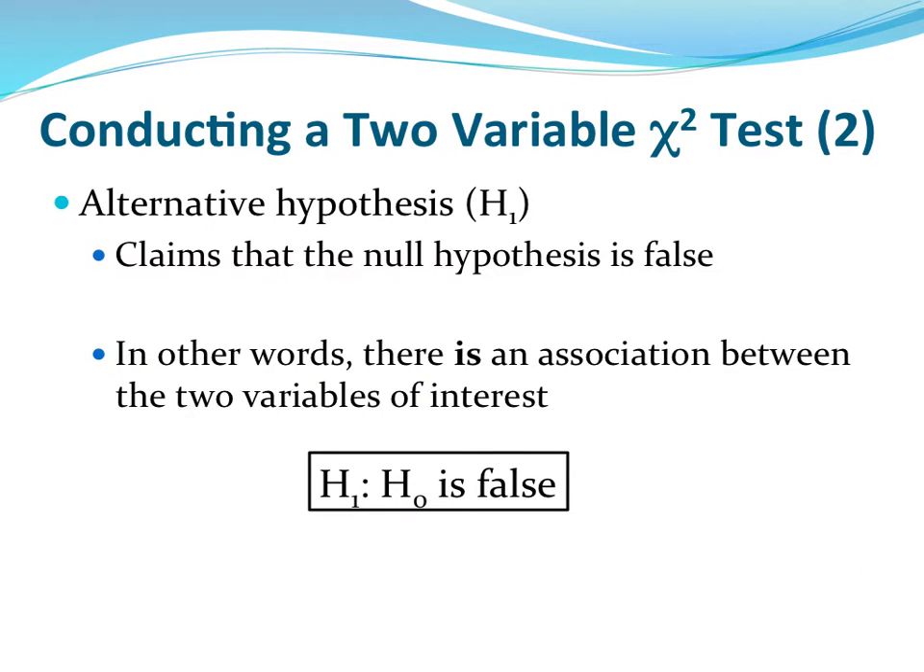Our alternative hypothesis claims that the null hypothesis is false. In other words, there is an association between the two variables of interest where they are not independent. Our alternative hypothesis, or H1, is stated as the null, or H0, is false.